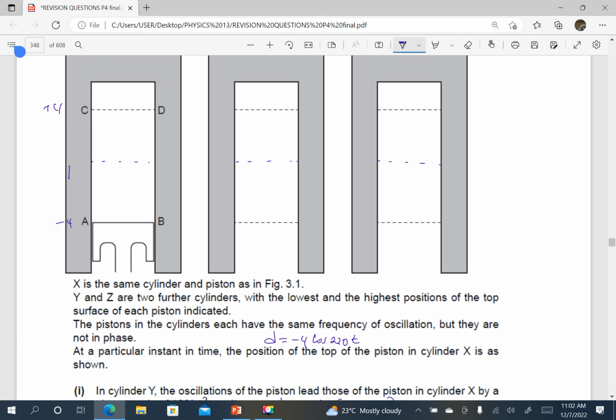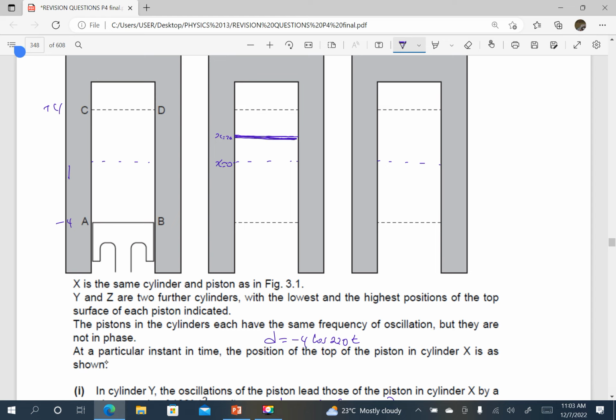So I will come to my graph, my diagram, and look for 2 centimeters, which is almost here. If you have a ruler, you can measure and divide this into equal divisions so that you can easily estimate where 2 centimeters will be. If this is the equilibrium position, where x is 0, let's say this is x equals 2 centimeters. So this is the line we want, 2 centimeters above equilibrium.